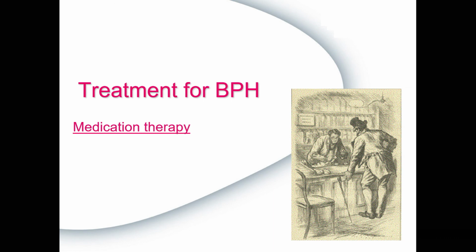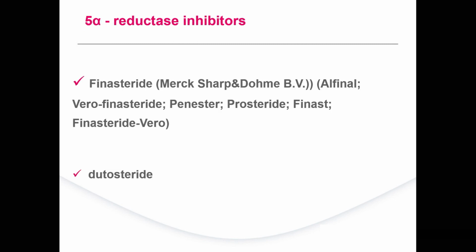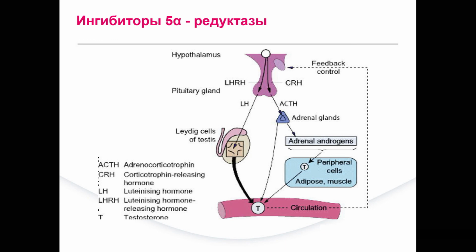The treatment of the BPH, the medication therapy. So we have groups of drugs for BPH treatment: herbal medicines like phytotherapy, 5-alpha reductase inhibitors, alpha blockers, and 5-phosphodiesterase inhibitors. 5-alpha reductase inhibitors like finasteride and dutasteride have an effect of decreasing the size of the prostate gland with BPH, by blocking the transformation of testosterone to dihydrotestosterone.